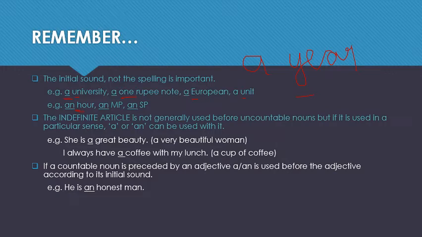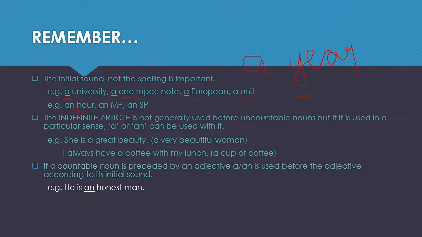We don't use it generally before uncountable nouns, but if it is used in a particular sense, a or an can be used. Like, she's a great beauty. In this sentence, we are basically referring to a very beautiful woman. I always have a coffee with my lunch. A coffee means a cup of coffee.